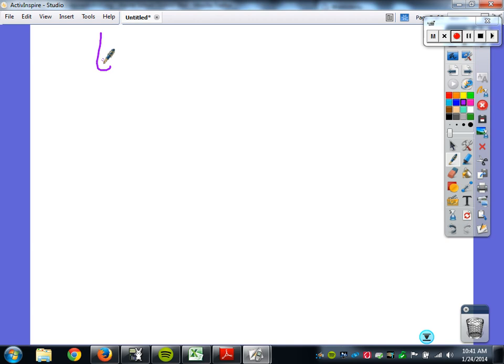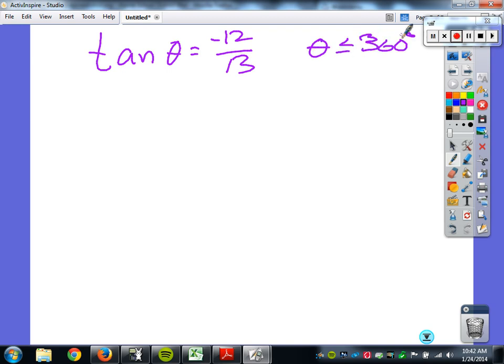Okay. Tangent of theta. I don't know if that's in this one, but we're doing it anyway. Tangent of theta is negative 12 over 13. I would like you to tell me about, once again, our theta being between these guys, to find that angle. Tell me what angle gives us that. So first off, I want to say, where is the answer going to come from? Where is tangent negative? Quadrant 2 and 4. Is everybody there with me?